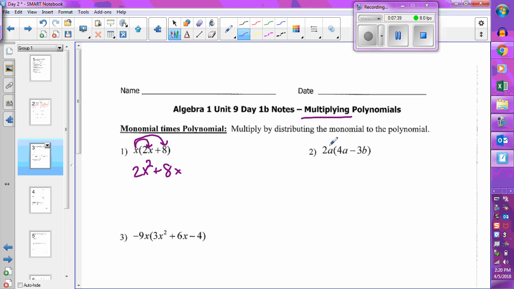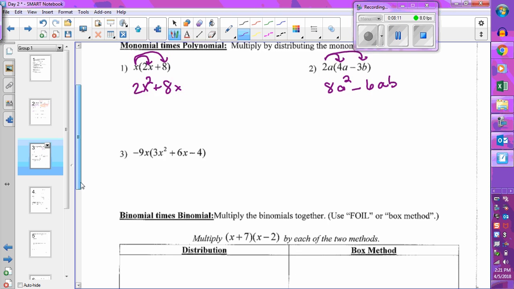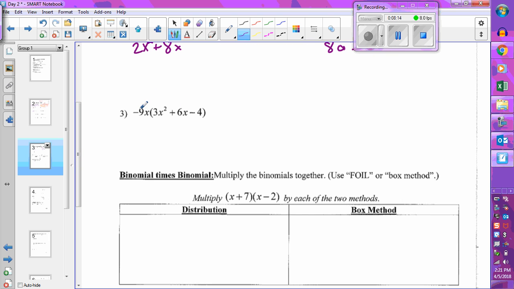For number 2, we have a 2a, and then in parentheses, we have a 4a minus 3b. Anytime we have something in parentheses, we're going to be distributing. That means we're going to distribute the 2a to both of the terms inside of the parentheses. So that's going to give me an 8a to the second degree minus 6ab. All right? So we're going to move on down here, and we're going to do the same thing here.